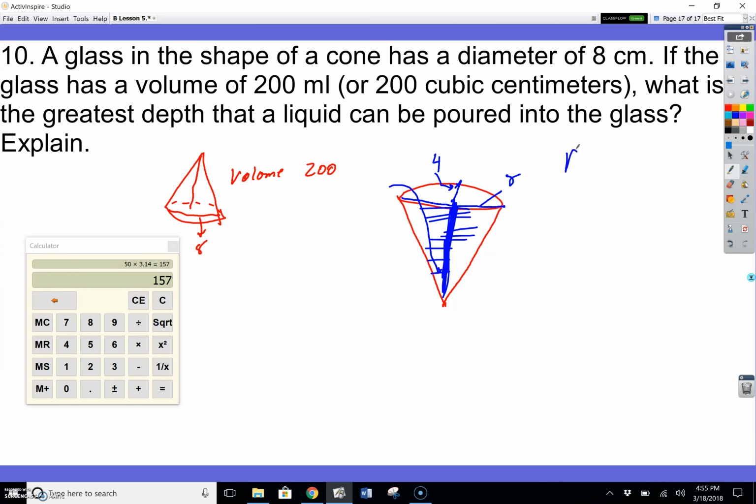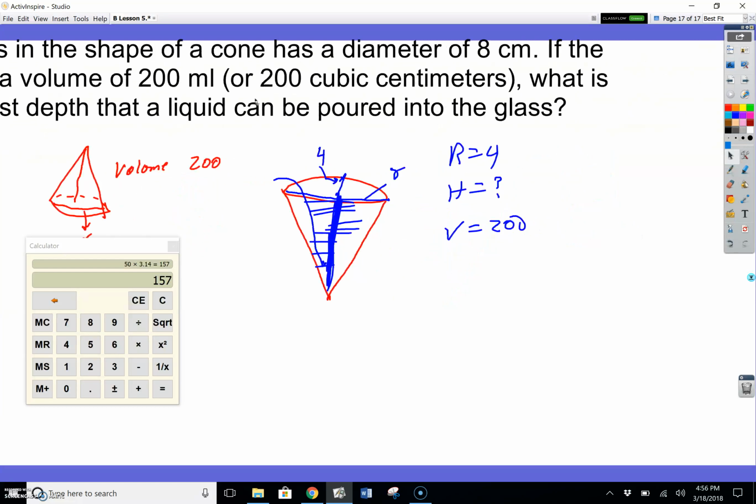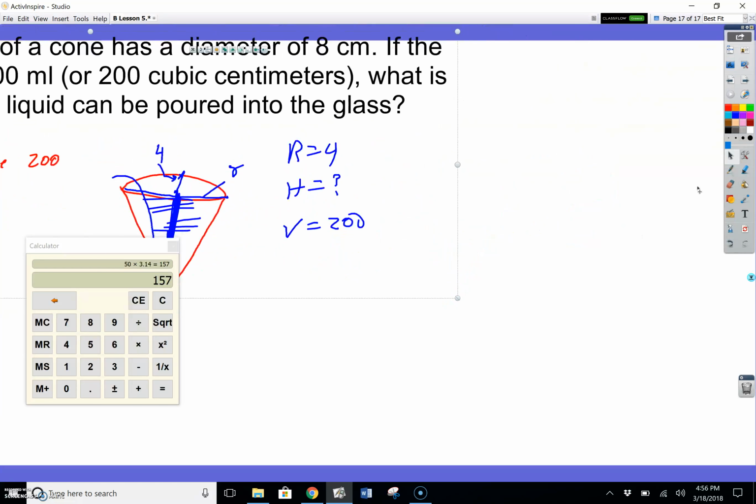Let's make this a little neater. My radius is 4. I don't know what my height is. That's what I'm solving for. But I know my volume is 200. So given just that information, we have everything we need to solve this problem. Let's move everything over here so we have a little more room. So the formula is, once again, for the last time, 1/3 pi r squared times the height.